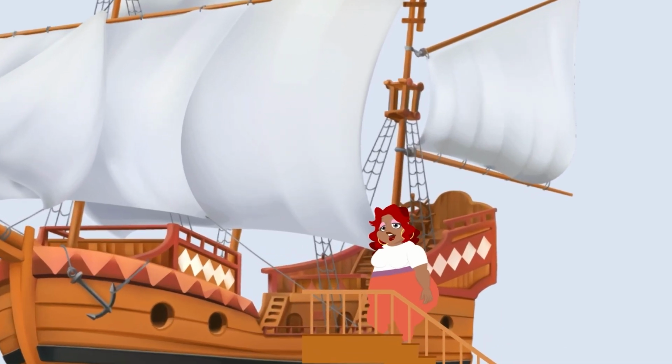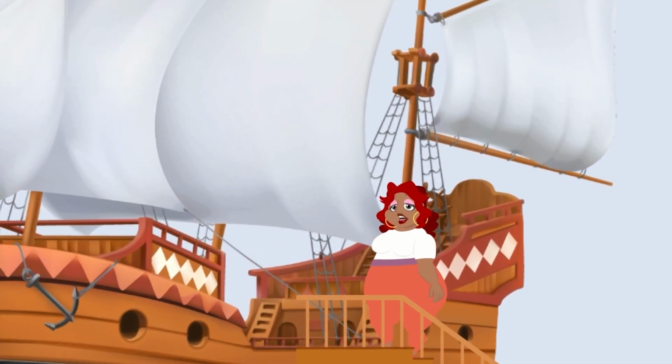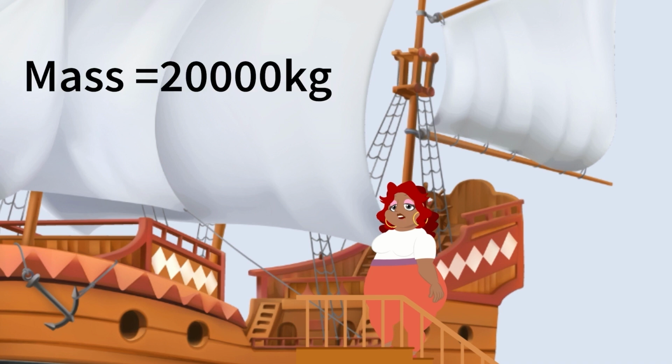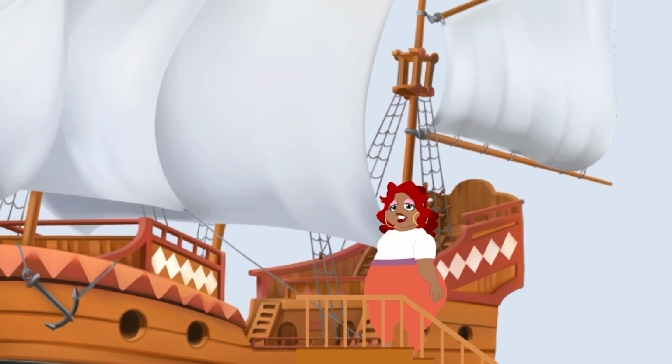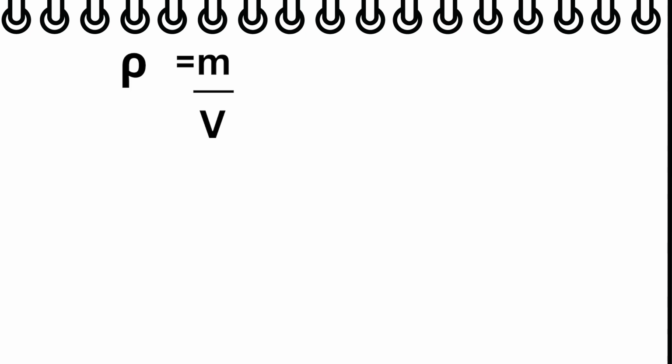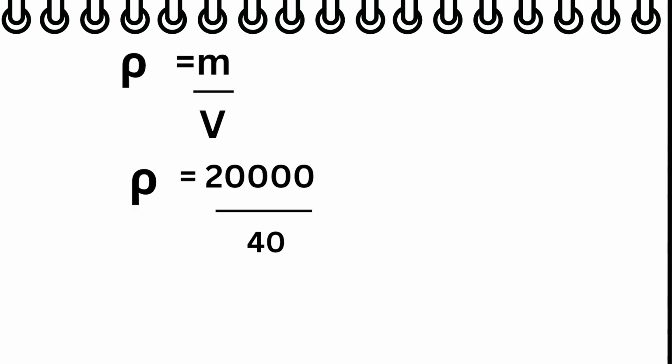Okay, this is easy. The problem gives us the mass of the ship, 20,000 kilograms, and its volume, 40 meters cubed. The shipbuilder wants us to find the density of the ship. I'll first state the formula for density. Then I'll substitute. Our answer is 500 kilograms per meter cubed. Yes, that is correct.